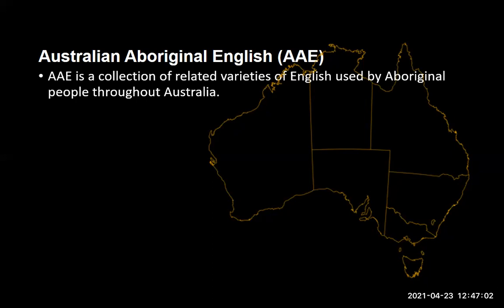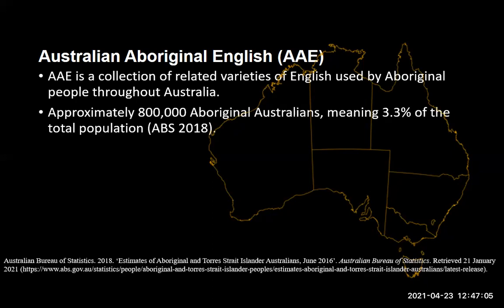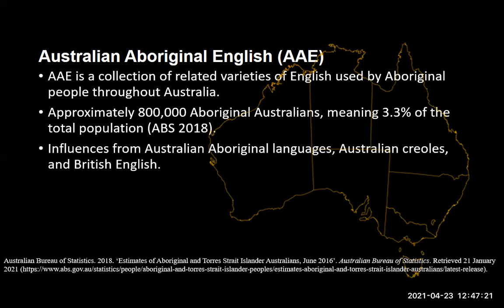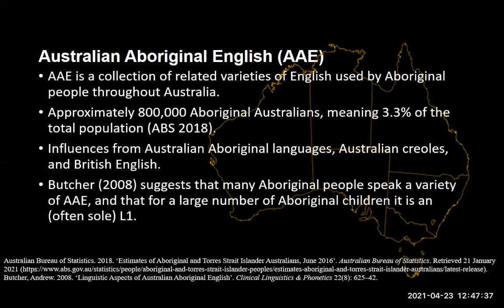So there's approximately 800,000 Aboriginal Australians, which is about 3.3% of the total population of the country, and Aboriginal and Torres Strait Islander Australians make up just under 4% of the total population here in Western Australia, with about 100,000 people. Aboriginal English shares influences from Australian Aboriginal languages, Creoles, as well as British English, and is a group of varieties distinct from mainstream or standard Australian English in a number of ways. It's suggested that Aboriginal English is used by many, if not most, Aboriginal people in Australia in one variety or another, and that for a large number of Aboriginal children, it's often the sole L1.